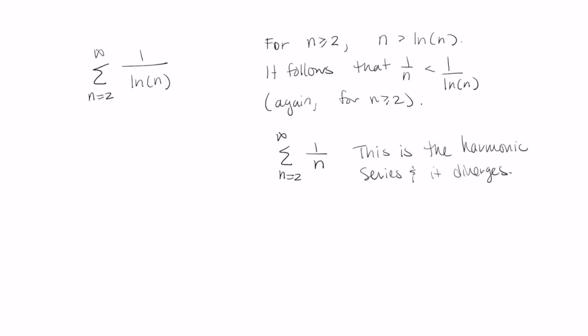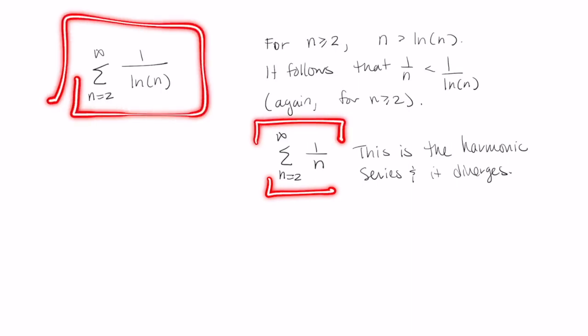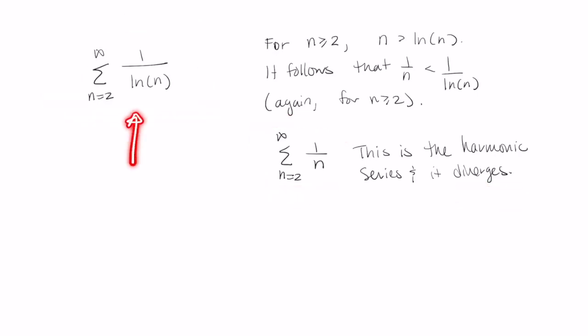Now, we have shown that 1 over n is always larger than 1 over ln of n, and we have also shown that this series that is always larger than this infinite series diverges. So we can conclude by the direct comparison test that this series must also diverge.